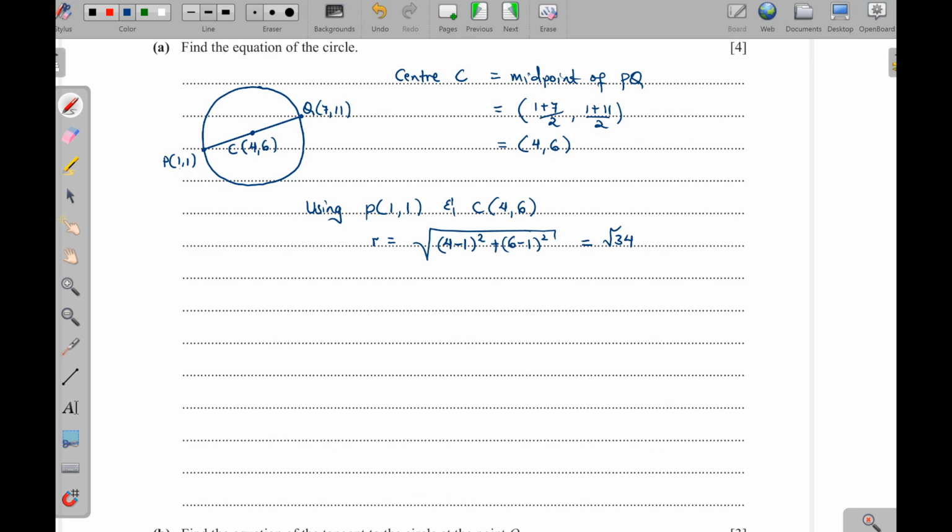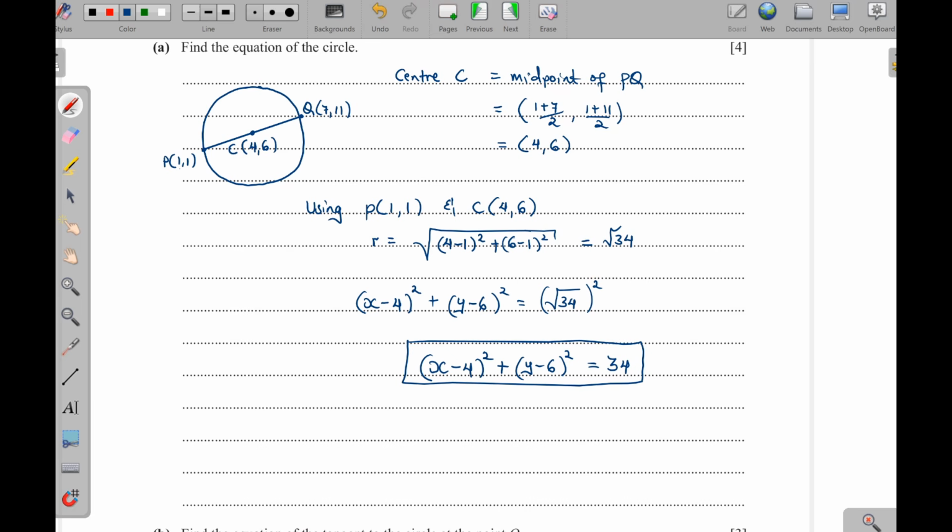Then that means we shall have the equation of the circle as (x minus 4) squared, plus (y minus 6) squared, which is equal to the square root of 34, and then you square this. Then finally you get (x minus 4) squared plus (y minus 6) squared equal to 34. So this is the completed square format, okay? But then you can expand this if you have your time to waste, and then you have the expanded format.